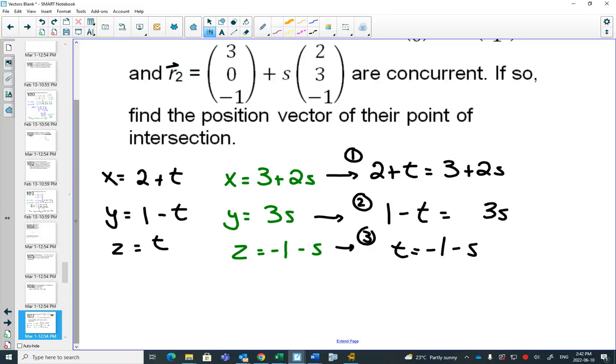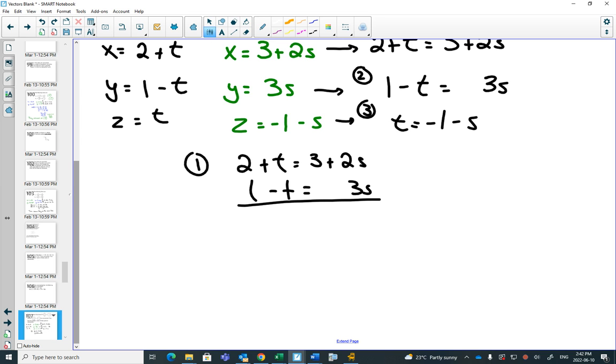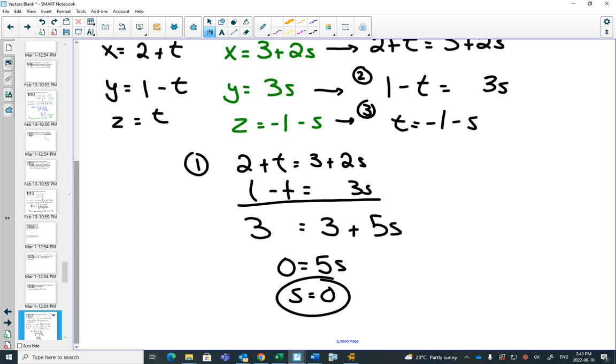Okay. So I'm going to take equation 1, which is 2 plus t equals 3 plus 2s, and equation 2, which is 1 minus t, equals 3s. I'm going to add them together, so I would get 3 equals 3 plus 5s, and then 0 equals 5s, so s is equal to 0. You could substitute as well. So it doesn't matter which two equations.